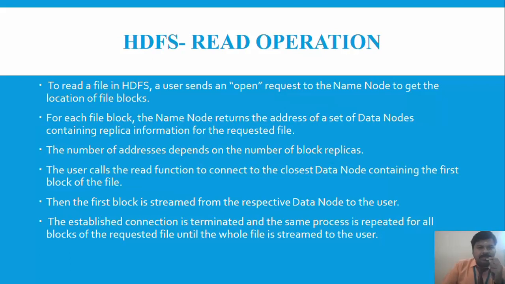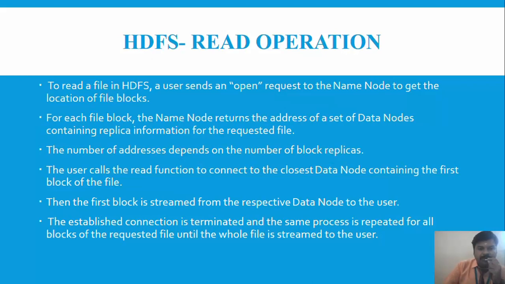HDFS consists of two operations, that is a read operation and a write operation. To read a file in HDFS, the user sends an open request to the name node to get the location of file blocks. For each file block, the name node returns the address set of data nodes containing replica information for the requested file. The number of addresses depends on the number of block replicas.